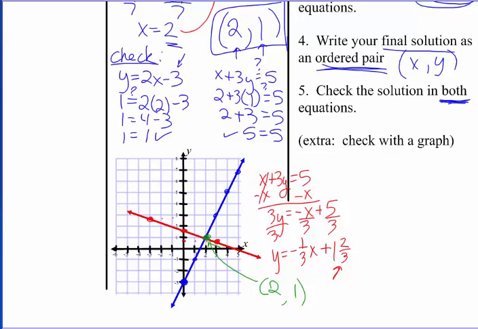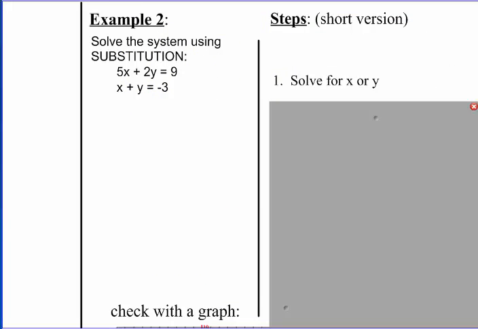All right, let's look at one more example. I have a shorter version of steps on the right here. So first thing we want to do is solve for x or y, so we have to get the x or the y by itself. You want to look at both equations and determine which one is most convenient to rewrite. If you notice in this equation, the x and the y, their coefficients are 1. They don't have any other numbers. So those ones are probably the most convenient ones to use.